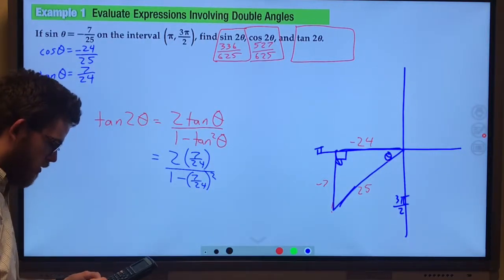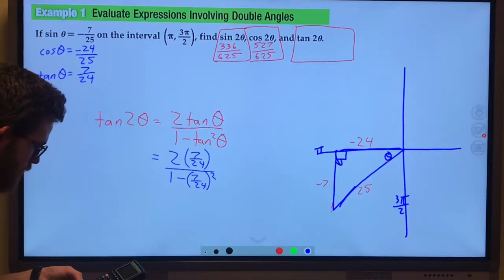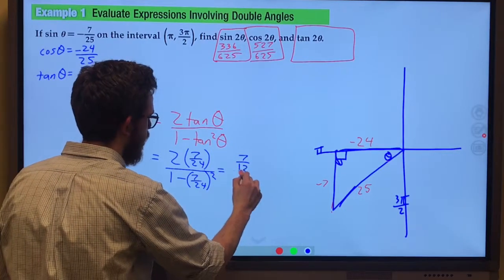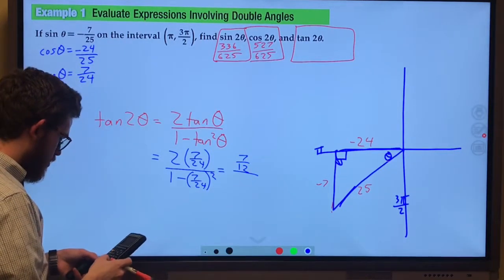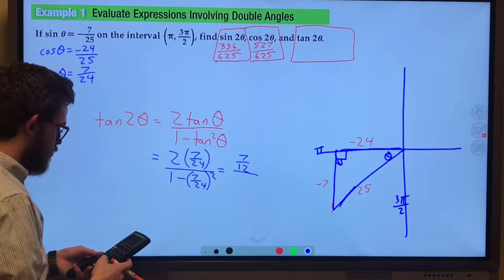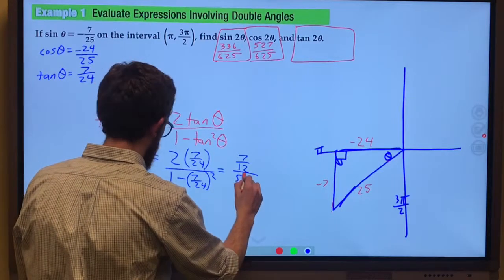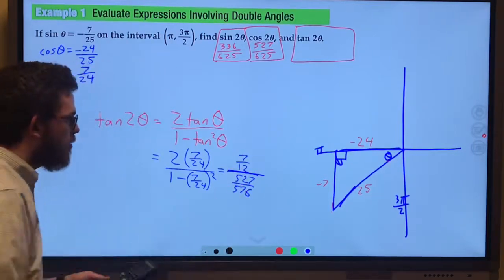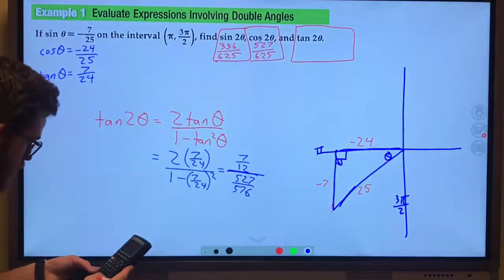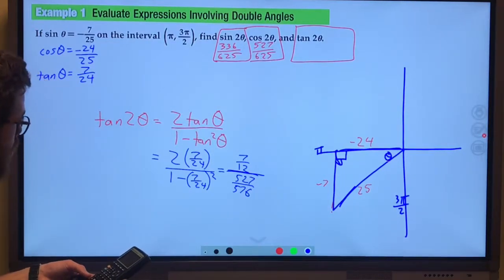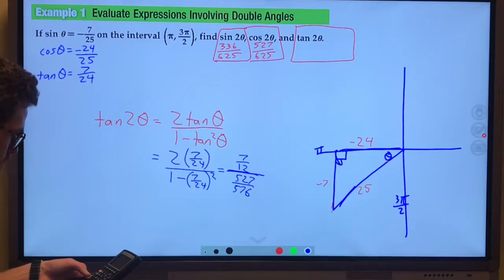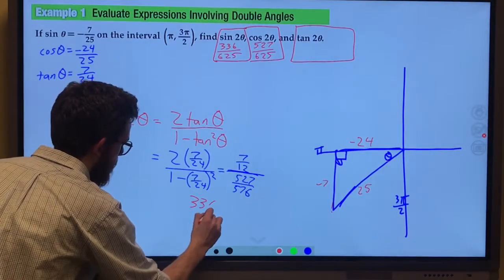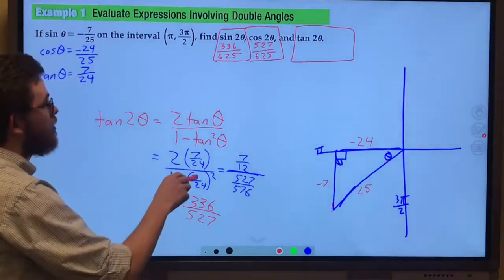We can type it in. 2 times 7 over 24. That's a 7 over 12 on the top. On the bottom, 1 minus 7 over 24 squared. That's 527 over 576. Fraction divided by a fraction. You can just type it in the calculator though. 7 over 12 divided by our answer. We get 336 over 527.